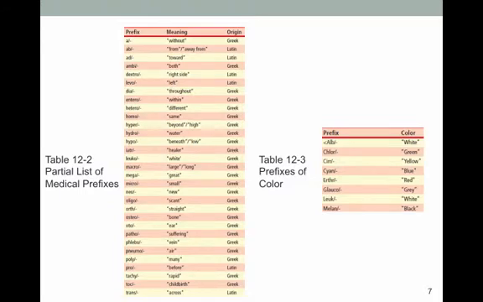This is a partial list of medical prefixes. A, like apnea, would mean without breathing. Ab, from or away. This would be a prefix before the root word. Dextro, right side. So an example using dextro, dextrocardia, would mean heart on the right instead of the left. It kind of means that things are in reverse. Hypo, beneath or low. So hypoglycemia would be low blood sugar. Prefixes of color: chloro, green; cyan, blue; erythro, red; leuc, white; melan, black, as in black tarry stools, melena.